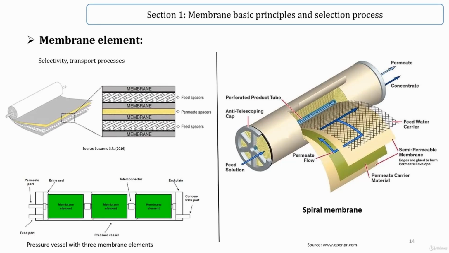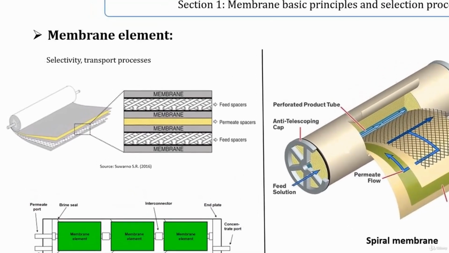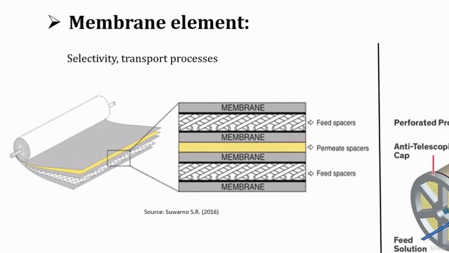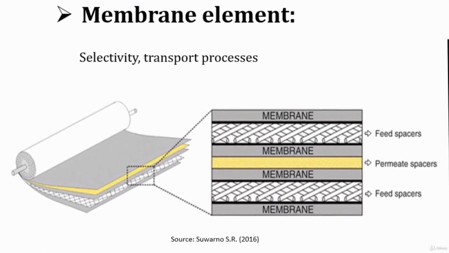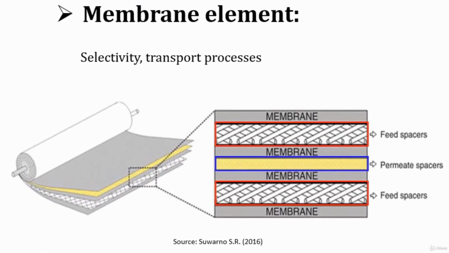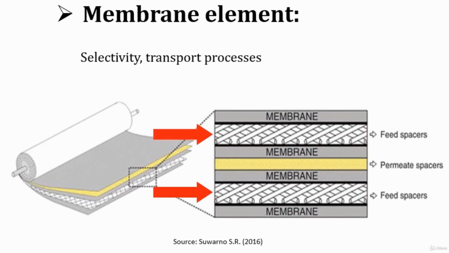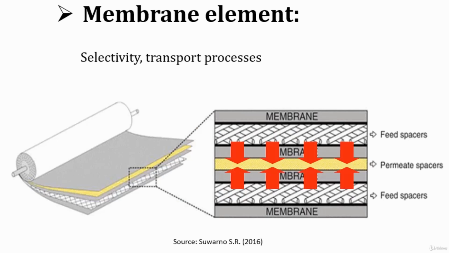Membrane element. Membrane elements are sheets in a space that can carry membrane force. This is a sheet of the membrane element. The permeate channel is located between two feed spacers. Once feed discharges to the element, at first it flows to the feed channels and then after passing through the membrane goes to the permeate channel and then discharges to the permeate tube.